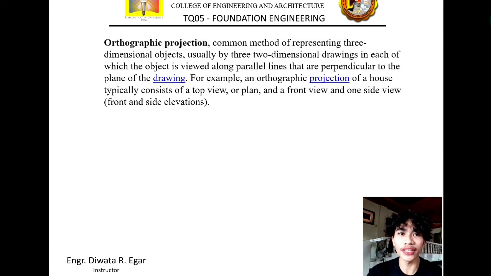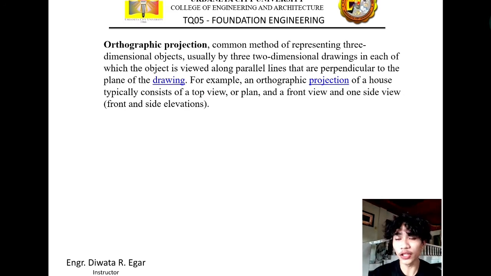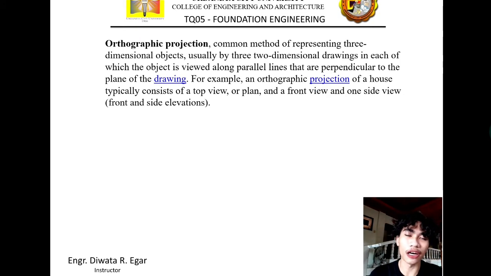So first, what is orthographic projection? Orthographic projection is a commonly used method in representing three-dimensional objects. Sometimes it is also called two-dimensional drawings. Before anything else, if there is two-dimensional, of course there is also one-dimensional as well as zero-dimensional.